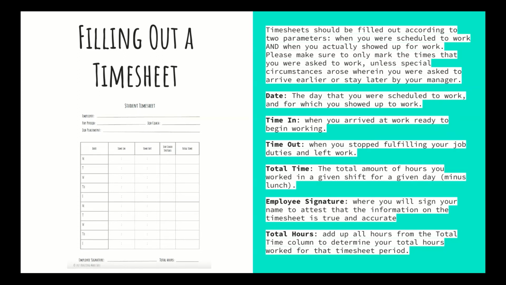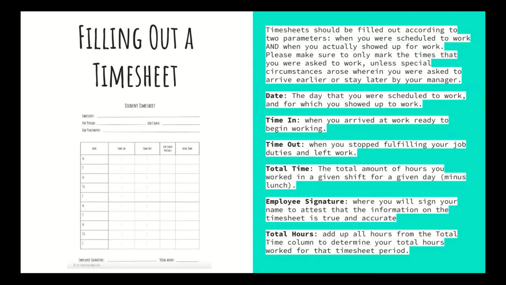Please make sure to only mark the times that you were asked to work, unless special circumstances arose wherein you were asked to arrive earlier or to stay later by your manager. And so oftentimes, yeah, that happens, right? Your boss might ask you to come in an hour earlier or stay an hour later. As long as you have the okay from your boss, that's fine.